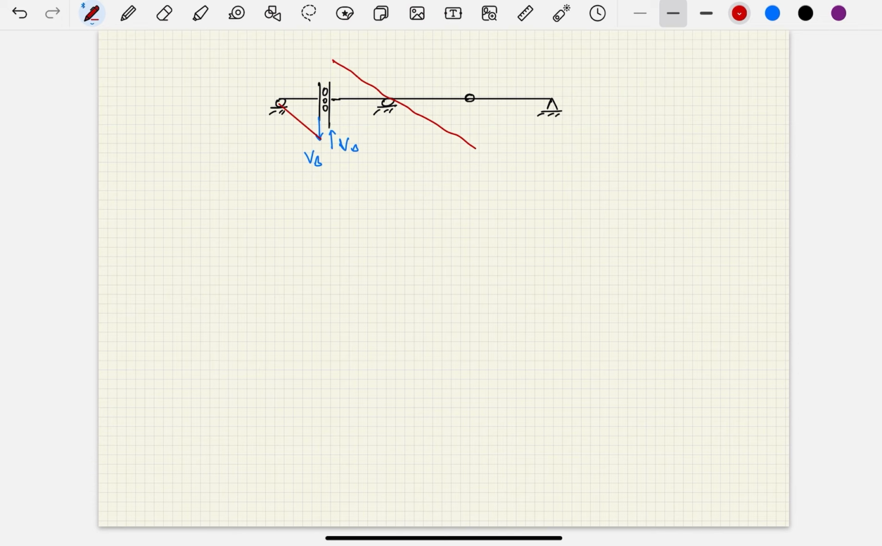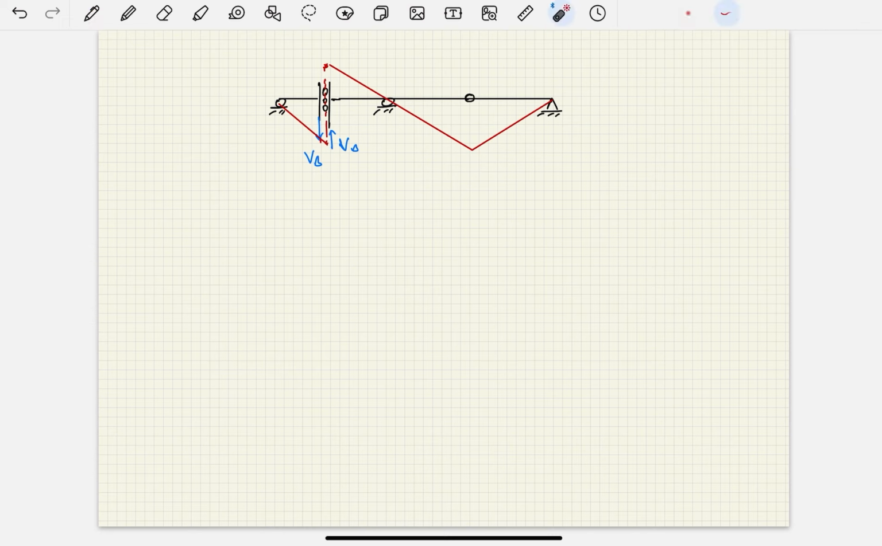Going to have this kink there. Let me draw that a little bit nicer for us. Pivot point and then a kink there, and then a pivot point here. And then, of course, we have this discontinuity right here. And this in red is the shape of our influence line.